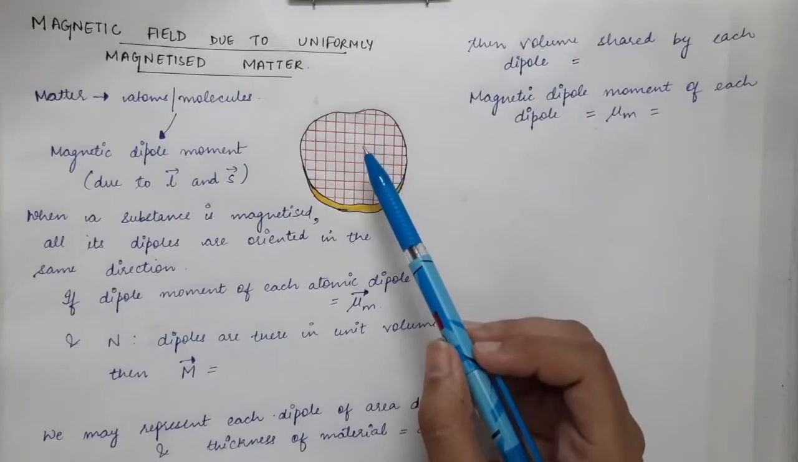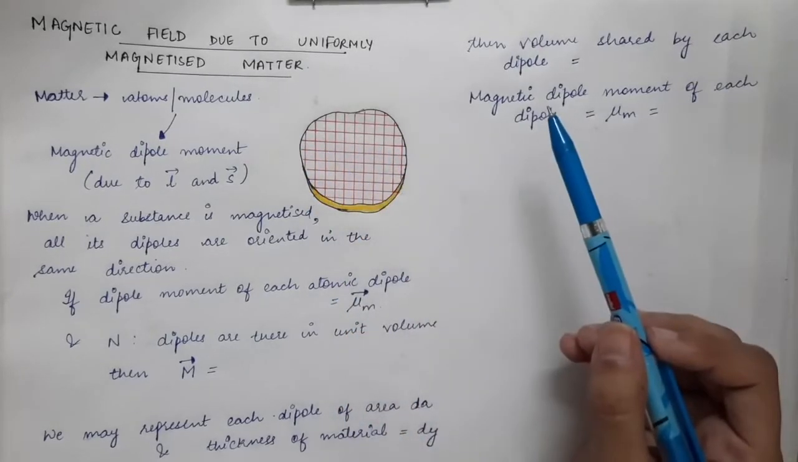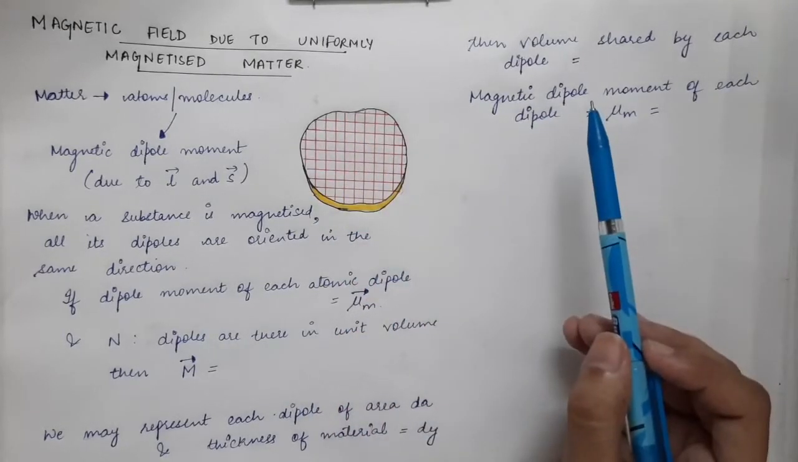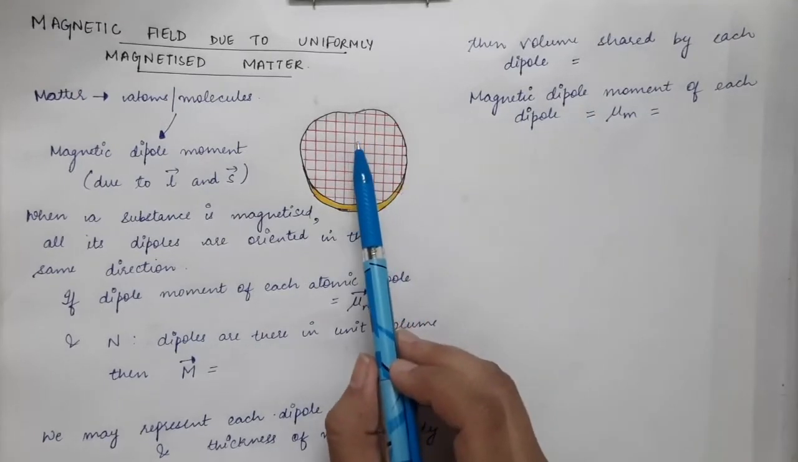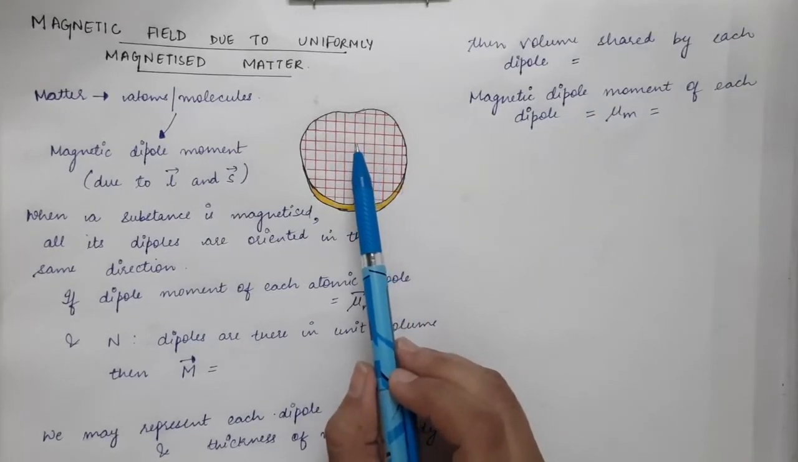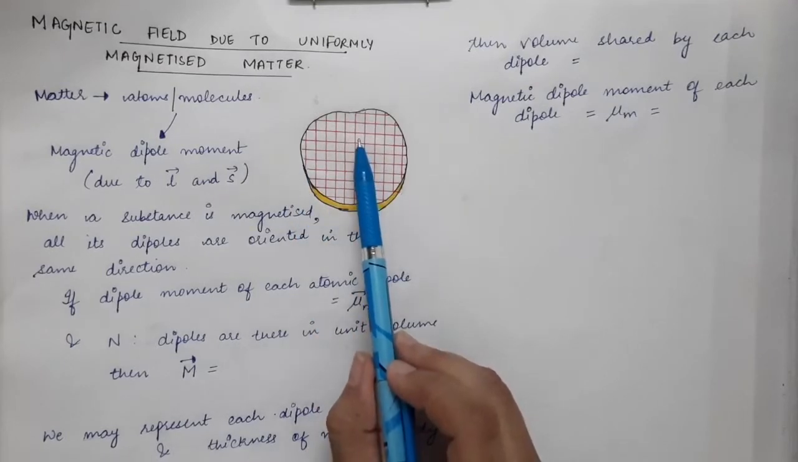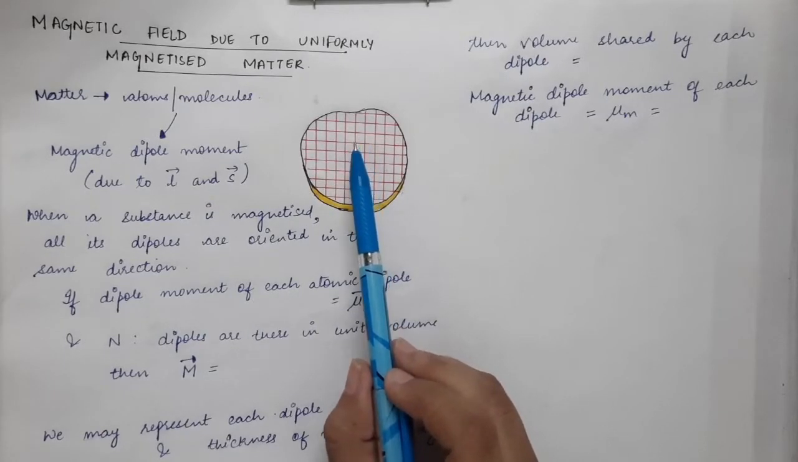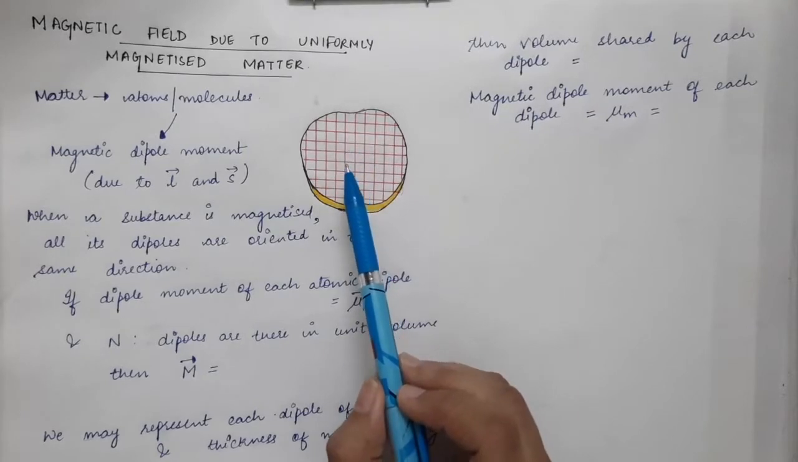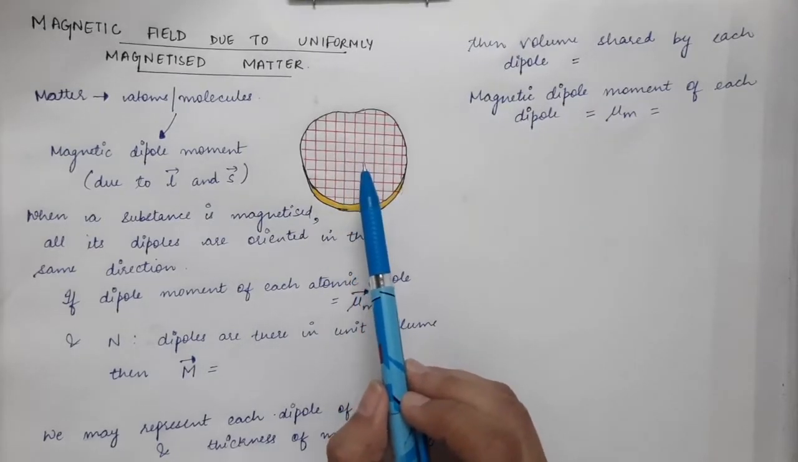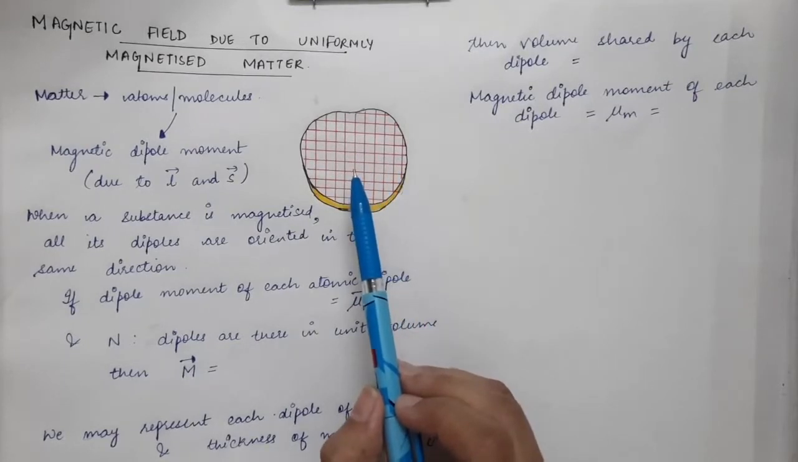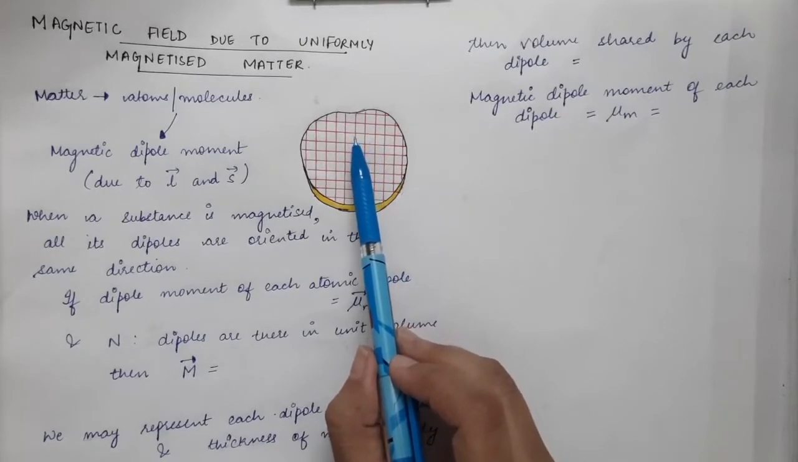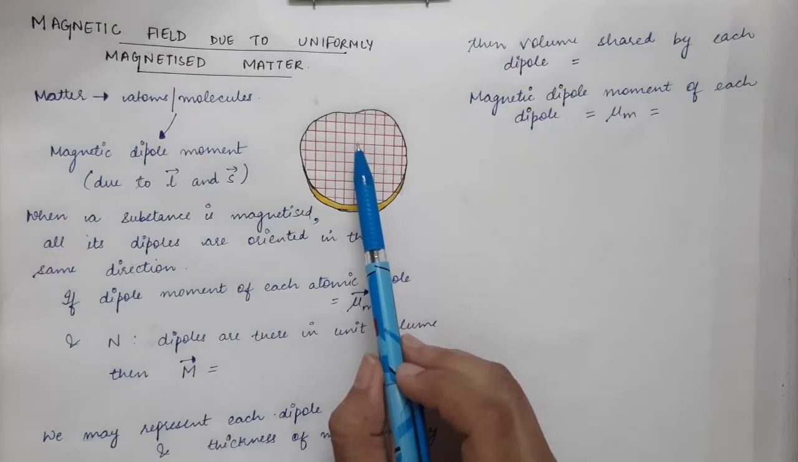Now I have divided this material into a large number of magnetic dipoles. So you can see here a large number of squares which are drawn. So these represent one magnetic dipole. So every square represents one single magnetic dipole. Now let's say the magnetic dipole moment of every magnetic dipole is represented by mu m vector. As we have said, this material gets magnetized when it is placed in a magnetic field. So this material has got magnetized. So what is the magnetic dipole moment of every magnetic dipole? That is represented by mu m vector.